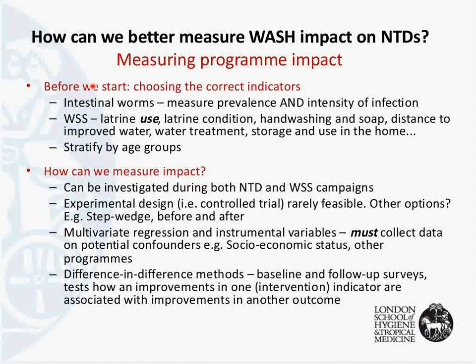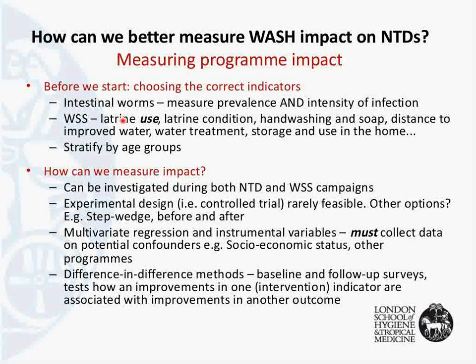And if we take the example of intestinal worms, one of the most important things to collect for intestinal worms is intensity of infection. We don't just need to know the number of people that are infected, we also need to know how many worms each of those people have. And intensity of infection in STH is recorded by the eggs per gram of feces, which are also recorded when we look for presence of infection. And it's those people that have the most worms that are most at risk of morbidity and the most important for transmission. So what we really want to know is how many of those are reduced.